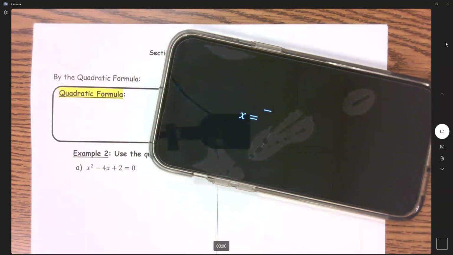X is equal to negative b plus or minus the square root of b squared minus 4ac all over 2a. You want to sing it all together? X is equal to negative b plus or minus the square root of b squared minus 4ac all over 2a.